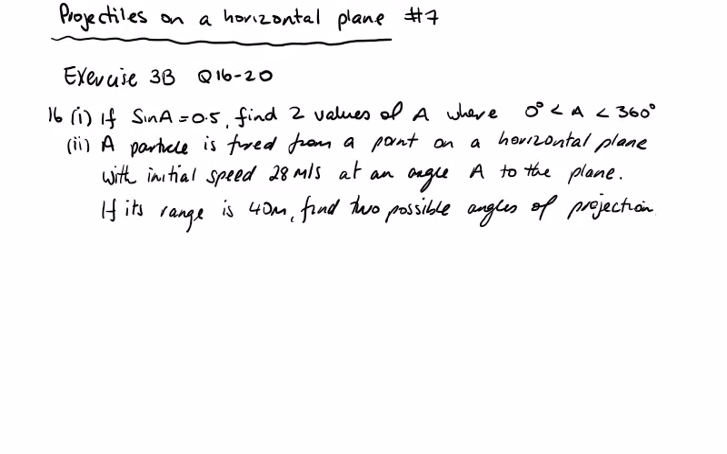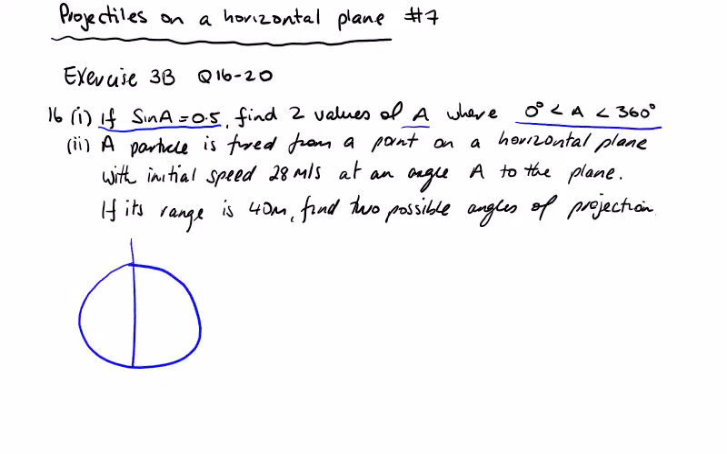So in this video we're going to look at questions 16 to 20 in exercise 3B, projectiles on a horizontal plane. So in part 1 we're told if sine A is equal to a half, find two values of A where A is between 0 and 360. And you all know this is your unit circle.